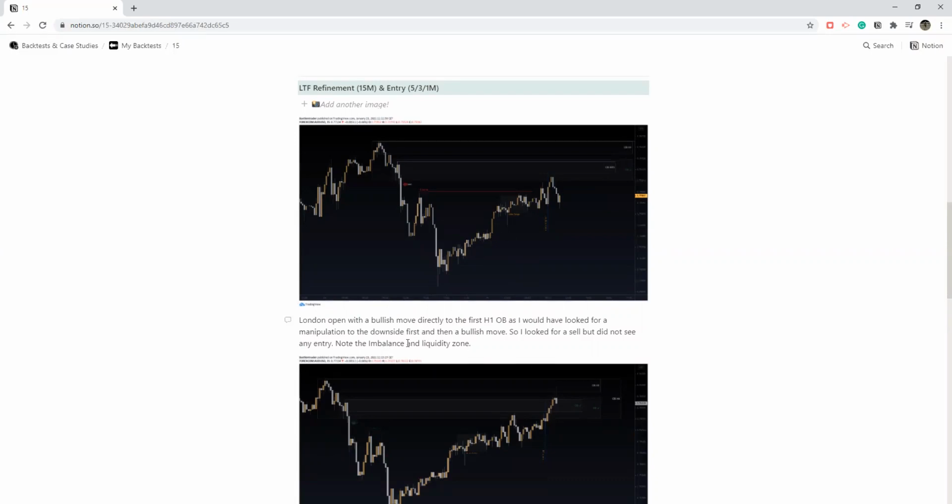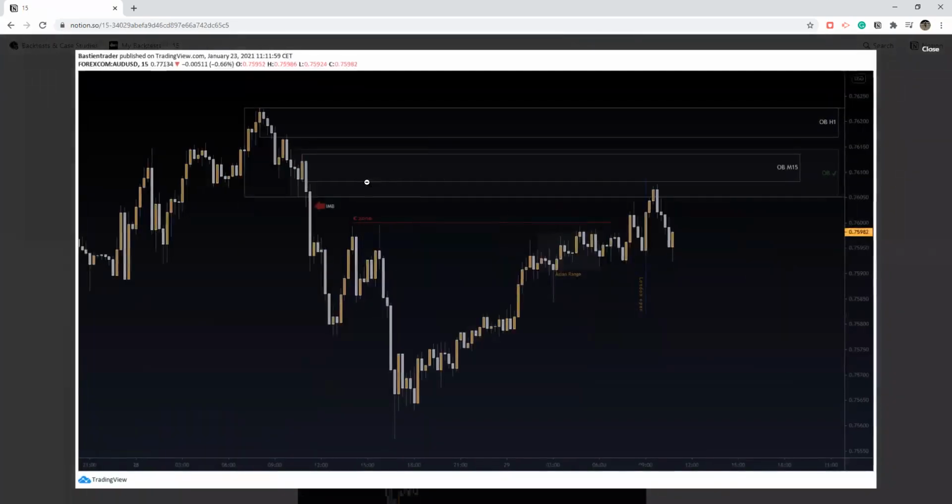Okay, imbalance. A 15-minute OB right there, imbalance, liquidity zone. It got taken out, tried to push lower, but failed. Here you have London Open, another run into the highs. And right now we're showing further downward pressure.